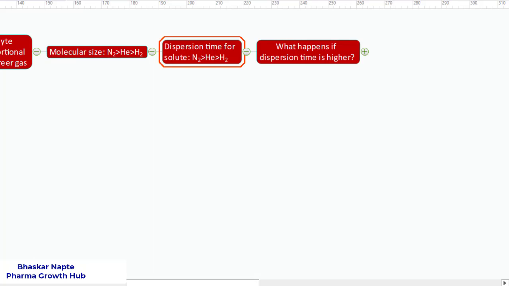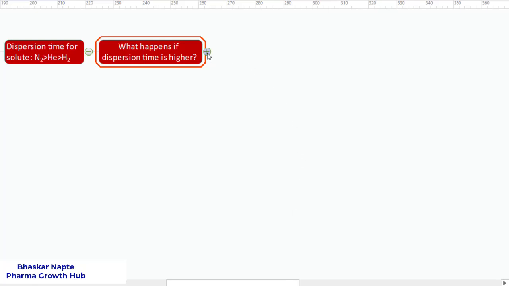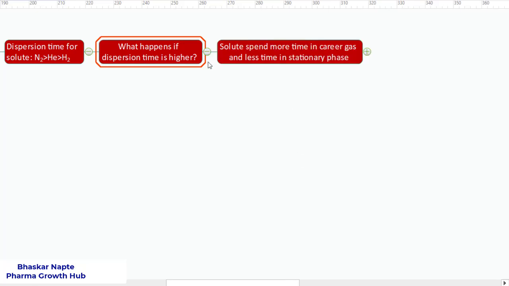Now, unless we connect this dispersion time with the chromatographic performance, this point will be meaningless. For that reason, let us now connect the dispersion time with the chromatographic performance. So what happens if the dispersion time is higher, like in the case of nitrogen? The solute is going to spend more time in carrier gas and less time in stationary phase. Now, why am I making this statement? The solute is going to spend more time in carrier gas.